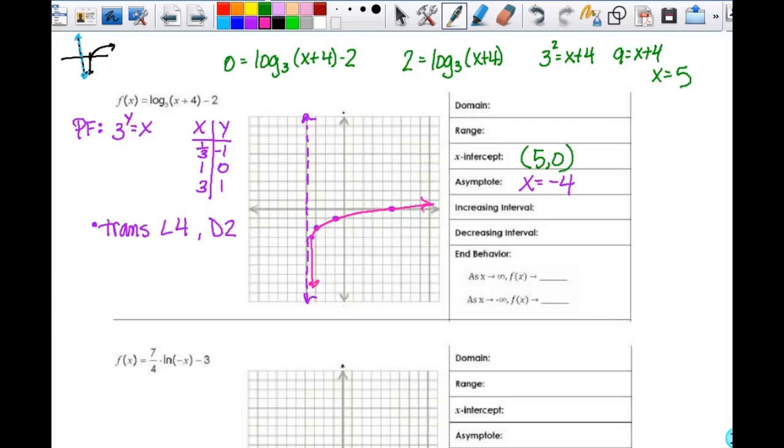Looks like that. So my domain is affected by my horizontal shifts. So I'm going from -4 to infinity. My range for all the logs is -infinity to infinity. It's increasing the whole time, so that's from -4 to infinity, which means it's not decreasing at all. As x approaches infinity, f of x approaches infinity. As x gets as small as it possibly can, y is approaching -infinity. Okay, good.